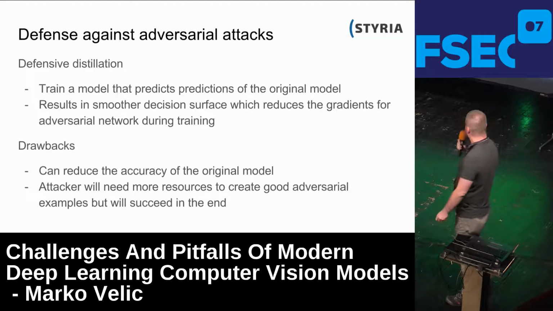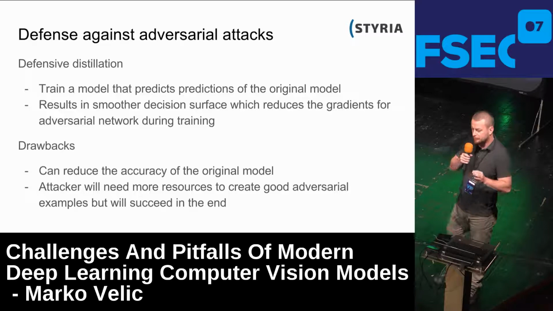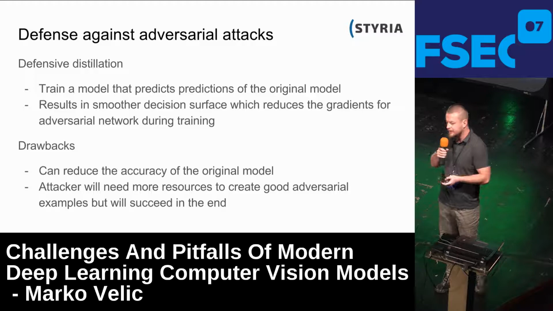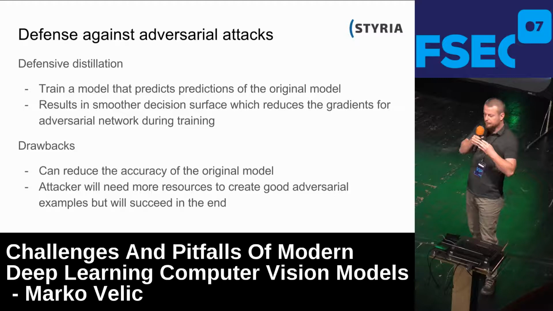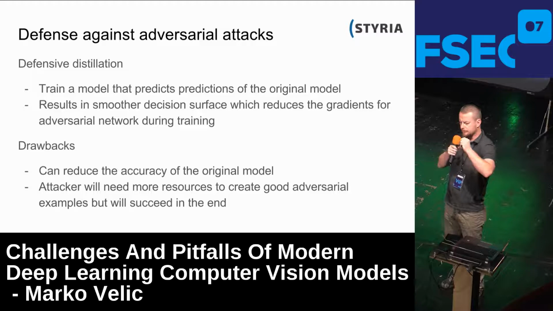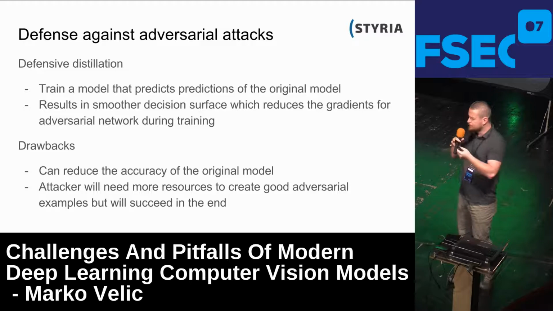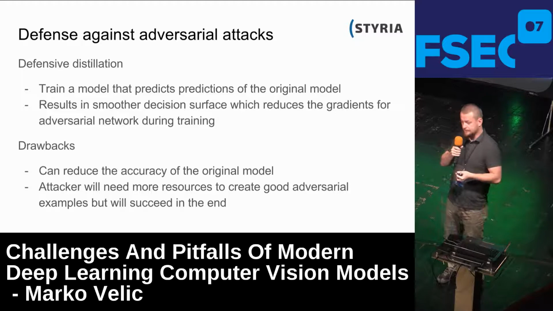So defensive distillation. This is another technique. You have your original model. Then you can train another model which doesn't predict the classes, but which predicts the probabilities of your network which is trained on some task. This results in a smoother decision boundary. What this means is that changes in the input data will make smaller changes to the output of the network. So the gradients are smaller, and you need much more time to train an adversarial model to use these gradients. Okay. But there are also drawbacks.